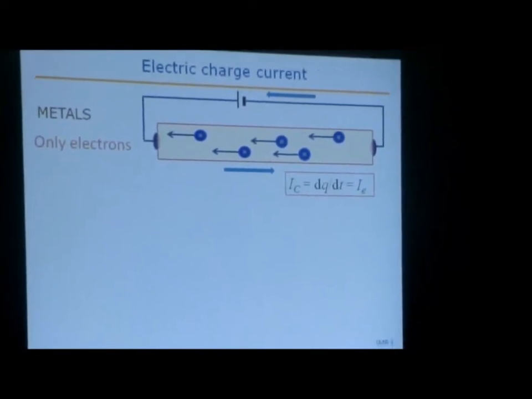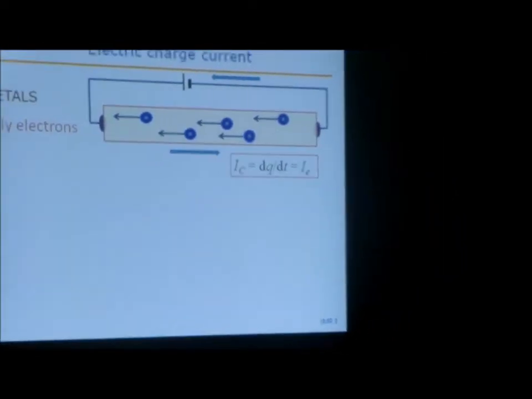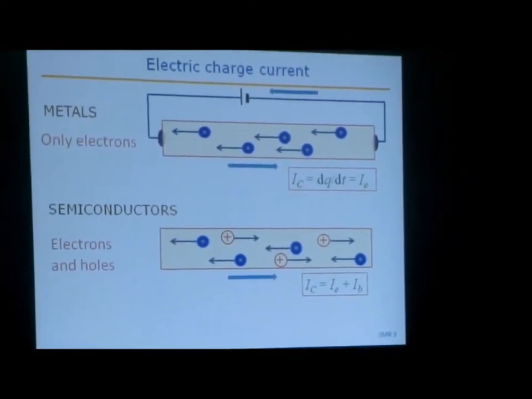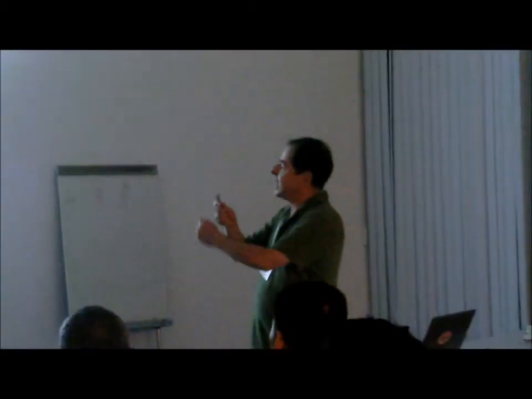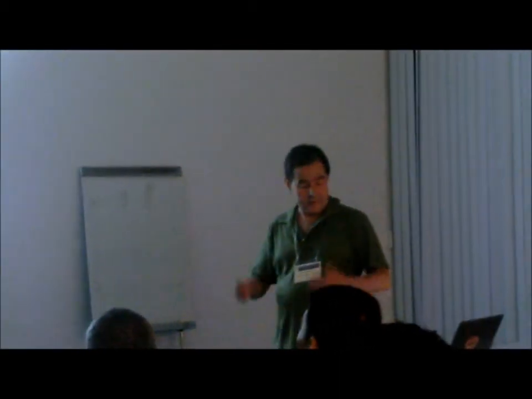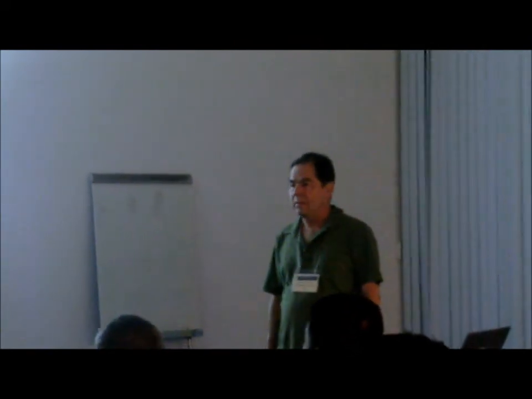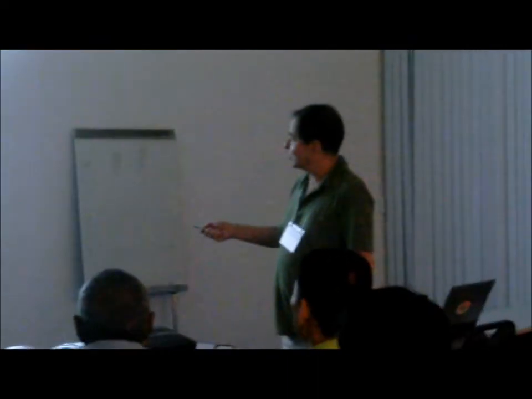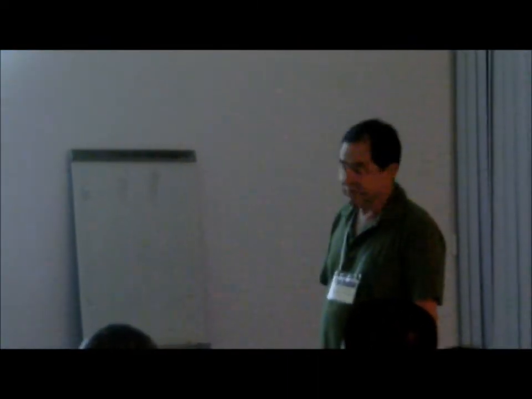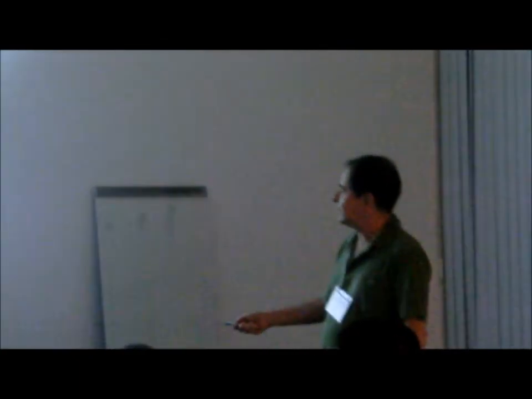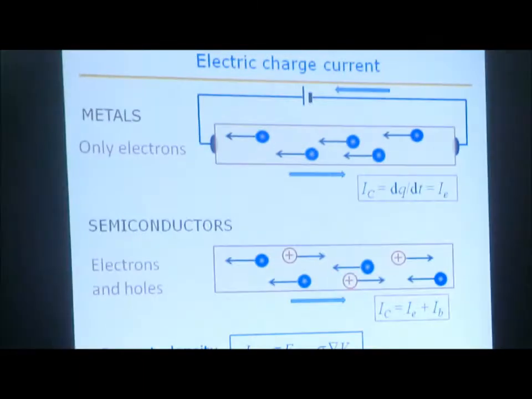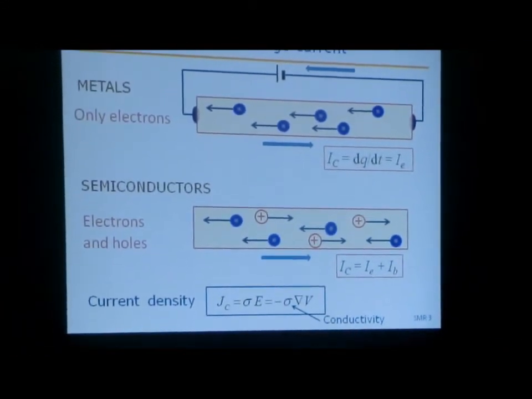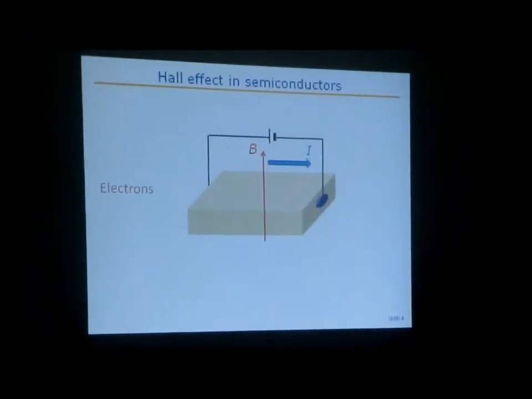As you all know, in metals only electrons are responsible for the electric current. In semiconductors, the current is due to both electrons and holes. They move in opposite directions under the action of the electric field. Since they have opposite charge, the currents add. As I said, this is useful to understand the idea of the spin current. And the charge current density is related to the gradient of the potential.